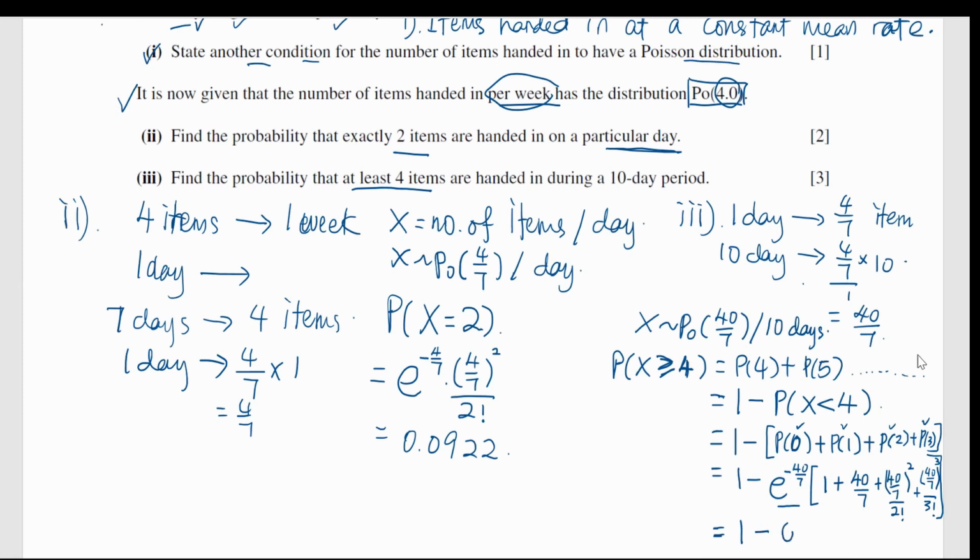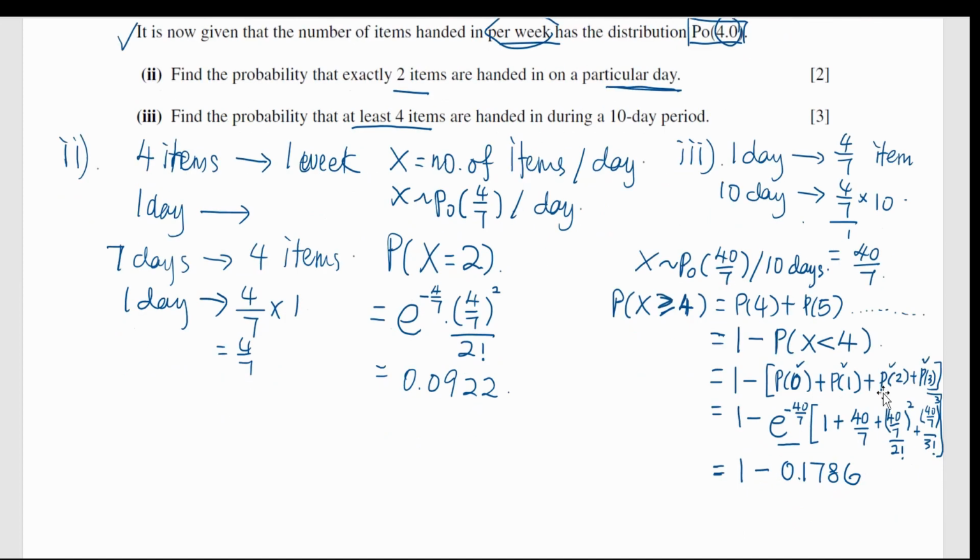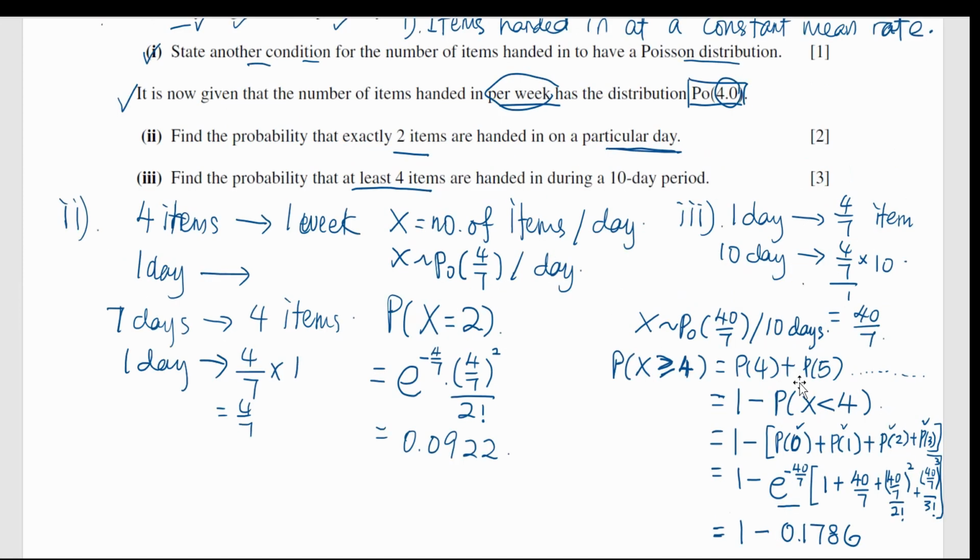And you should be getting 0.178577. I round off to 4 decimal places, 0.1786. And the final answer is 0.821 to 3 significant figures. So that is how you determine the conditions for a Poisson distribution, and use the mean value given to find the probability according to the interval given.